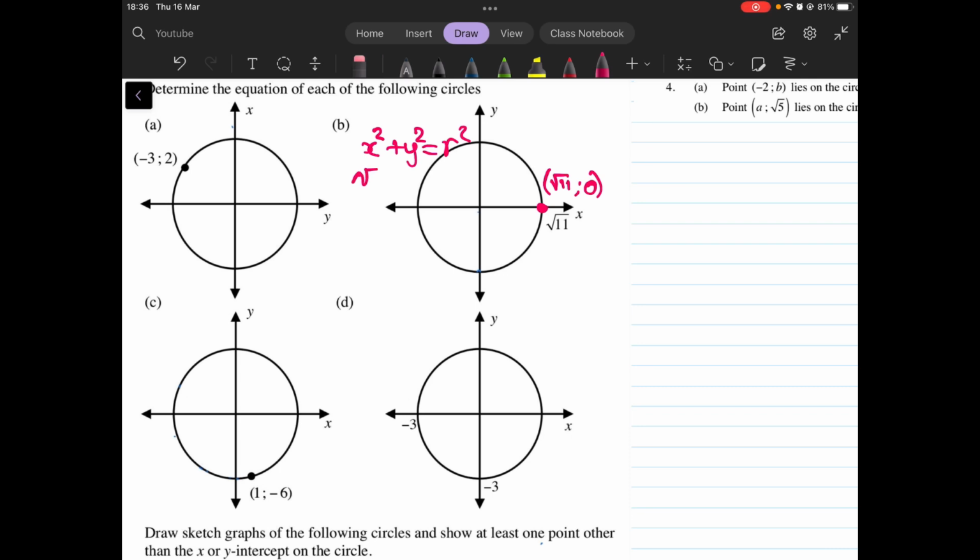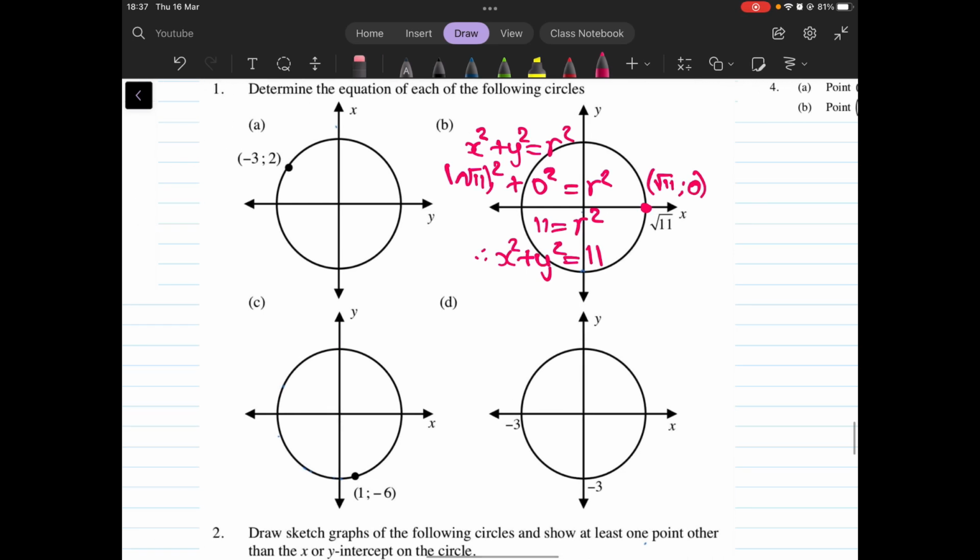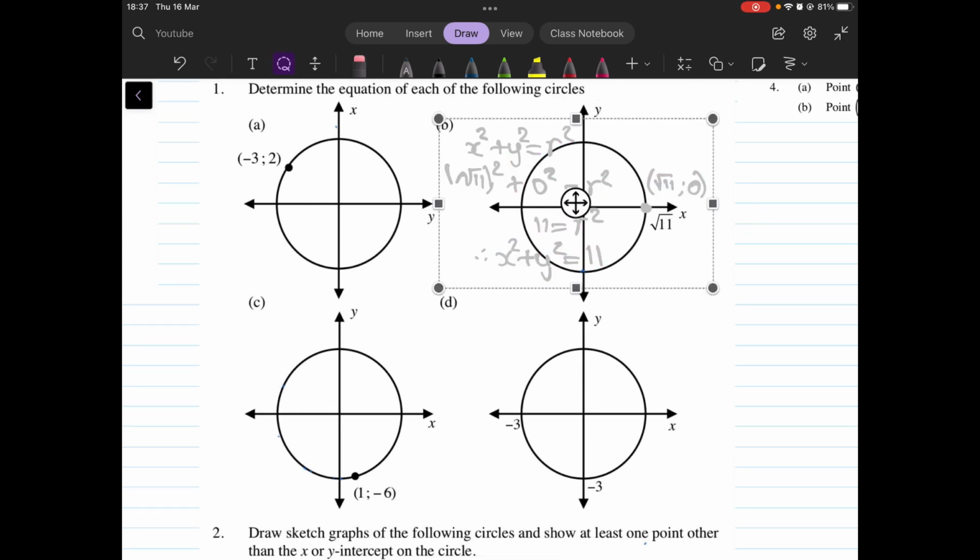The x is square root of 11, and then you square that plus y, which is 0 squared equals to r squared. As a result, 11 is actually equals to your r squared. Therefore now to write the final equation for the circle is just x squared plus y squared equals to 11. That's basically it. You are done. Just gonna erase that. Then we look at C.